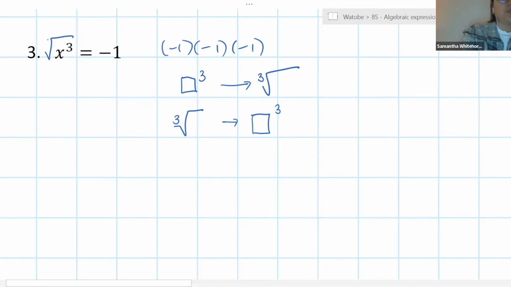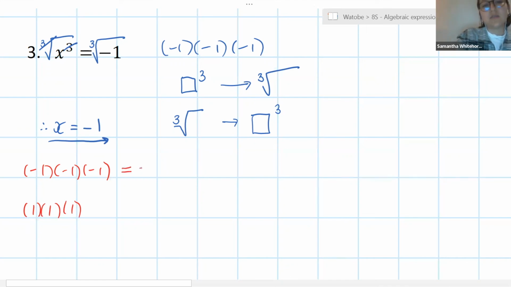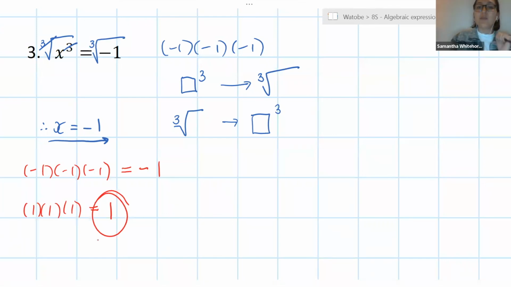So if we go and cube root both sides, my cube root cancels with my cube. And so x is equal to -1. Now it's really important in this case, when we cube root, it's not plus or minus. The reason it's not plus or minus is because if we go and consider multiplying 3 -1s versus multiplying 3 positive 1s, we've just established that a -1 times a -1 times a -1 is -1. But if I'm multiplying 3 positives, that stays positive. And +1 is definitely not the same as -1. So when you cube root, we don't use the plus minus. It's only if we square root.